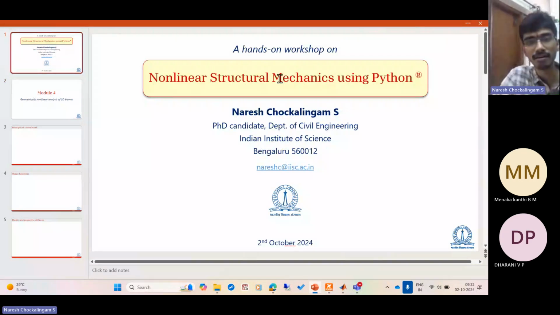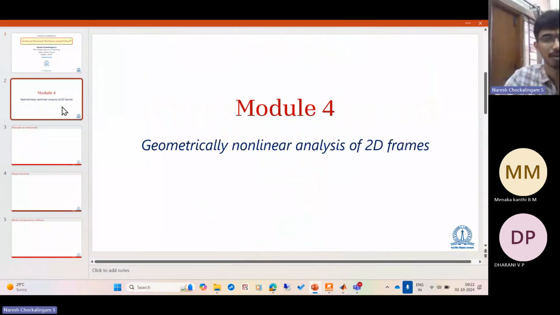So, this is the last bit that is left, which is nonlinear analysis of two-dimensional frames. Until now we have seen linear analysis of frame structures. And we have also seen the nonlinear analysis of a single degree of freedom system.